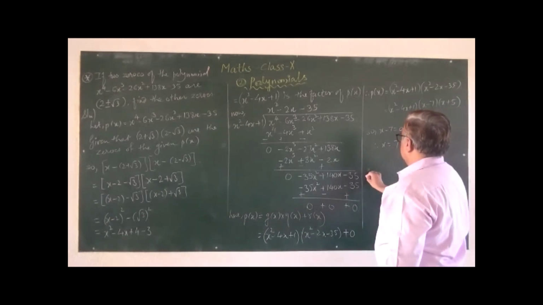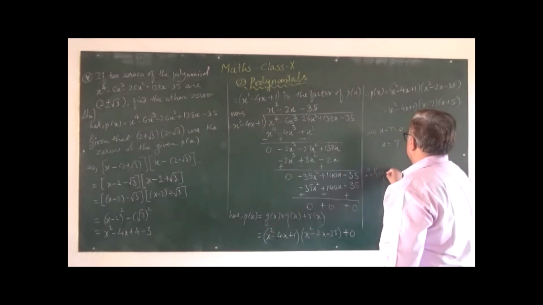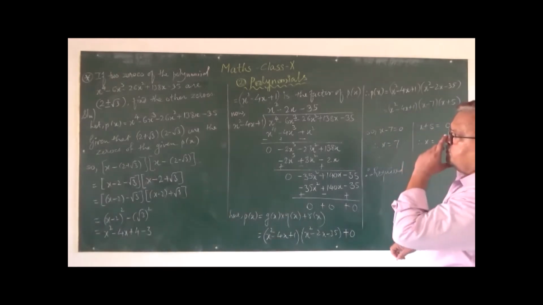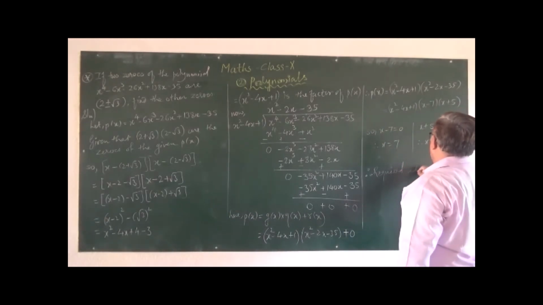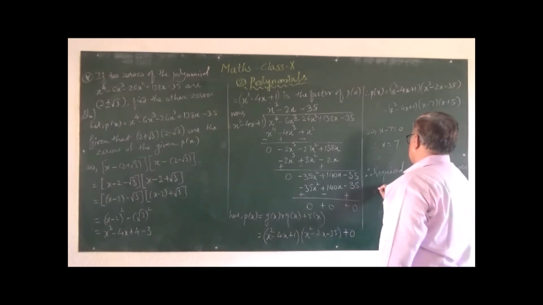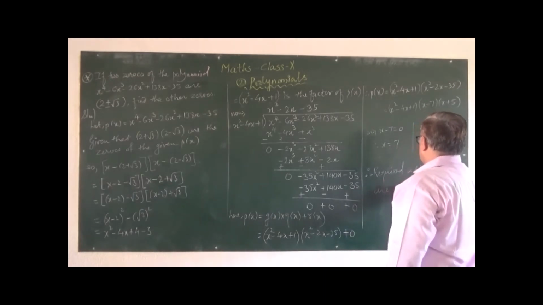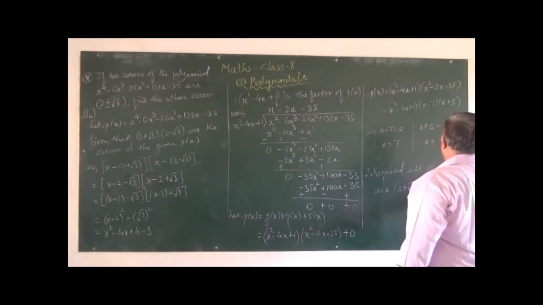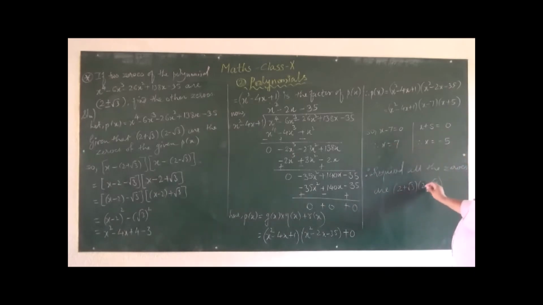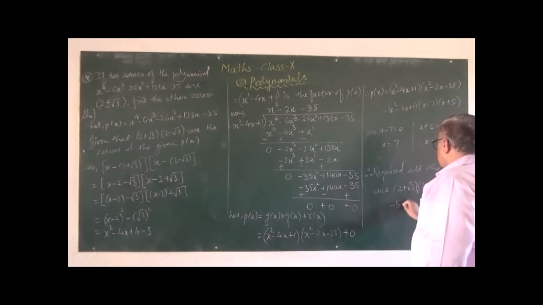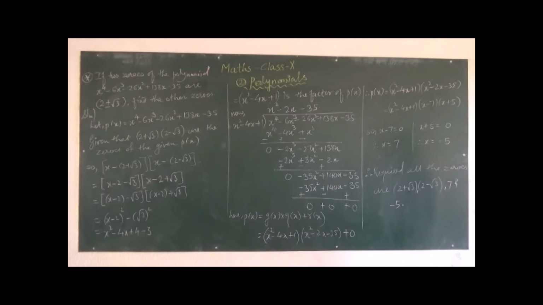So therefore the required zeros are: two zeros are given to you, 2 plus root 3 and 2 minus root 3, and we have calculated 2 more, 7 and minus 5. So these are the 2 more zeros. Okay.